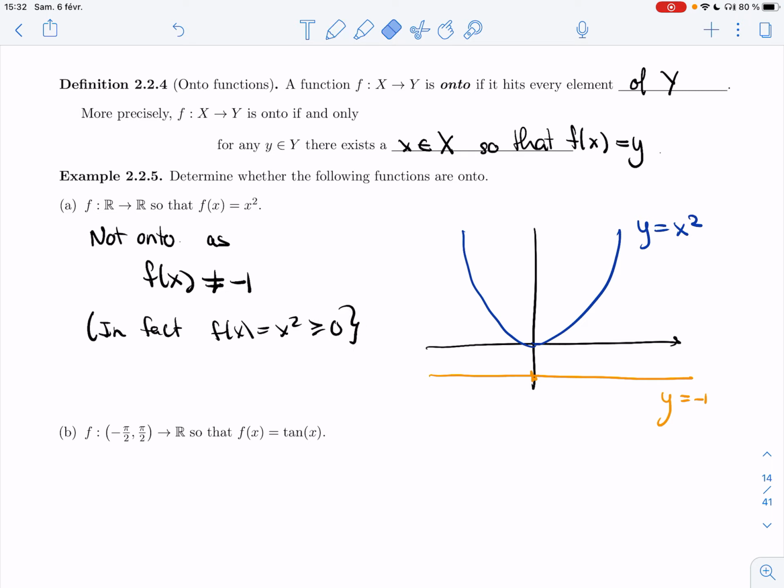In fact, we know this. The square is always positive, and so every single negative value will not be hit. Definitely not an onto map. All right, let's try a second one.